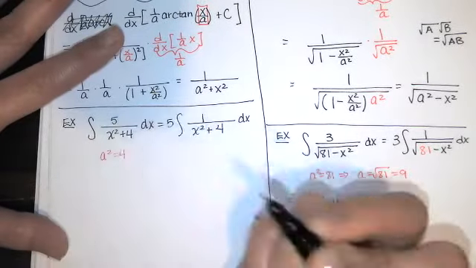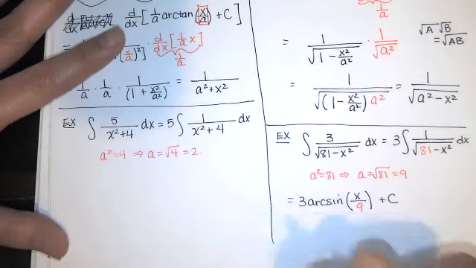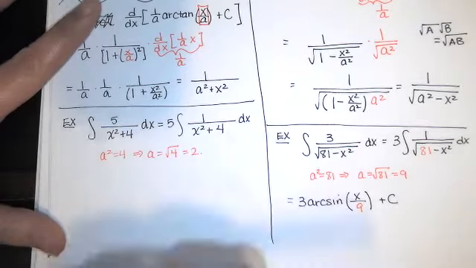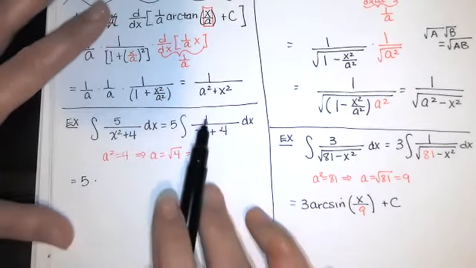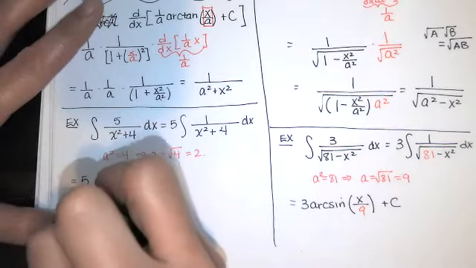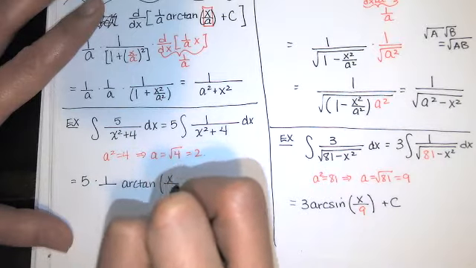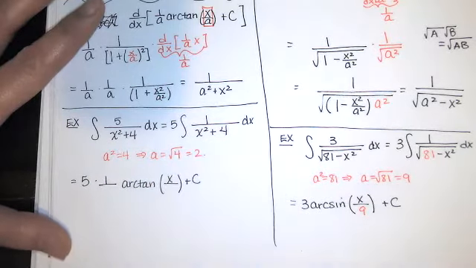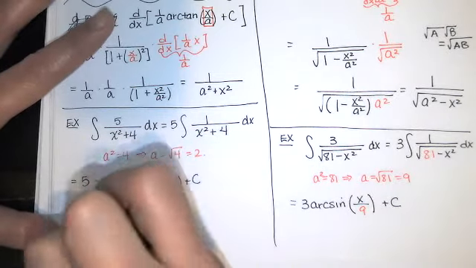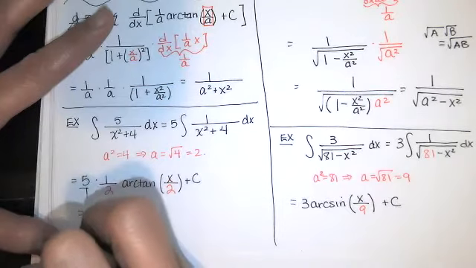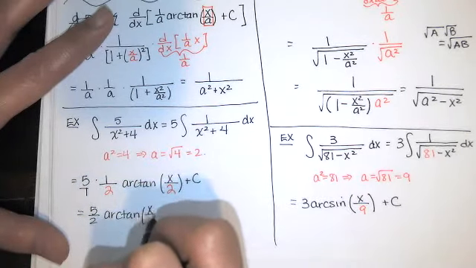So a squared's the constant, that's 4. You take the square root of 4 to get a, that's 2. And then according to our rule, we bring the 5 down. The antiderivative of 1 over x squared plus a squared is 1 over a times arctan of x over a plus c. A is 2. And then you just multiply. That's a 5 over 1. Multiply straight across. You get 5 over 2 arctan of x over 2 plus c.